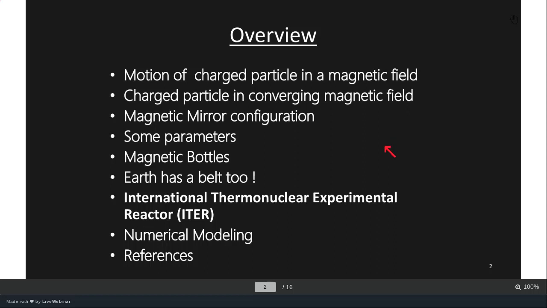Then I'll be talking about the radiation belts around our Earth. After that, we have the International Thermonuclear Experimental Reactor, ITER. And finally, we'll have a brief discussion about the numerical modeling on this topic. So let's begin.